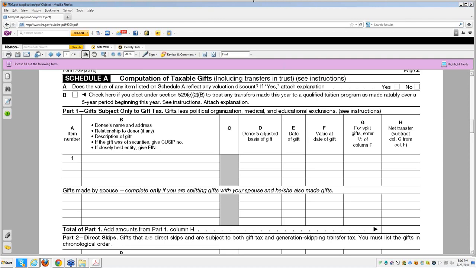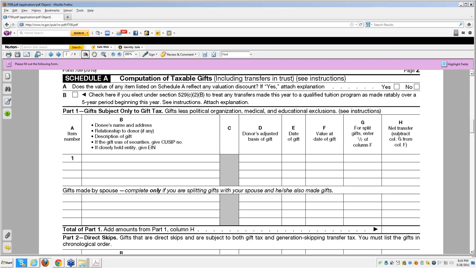It explains here, complete only if you are splitting gifts with your spouse. Oh. I mean, he or she. In other words, he gives half and she gives half. Oh, okay. The net transfer would be subtract G from F. Yeah.